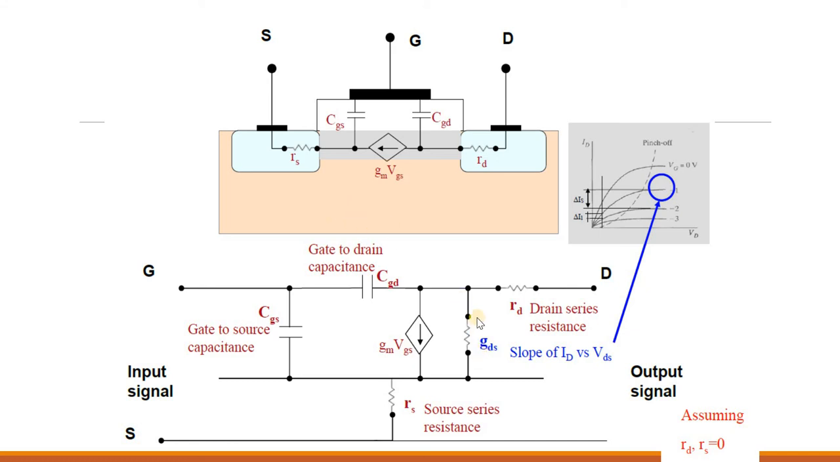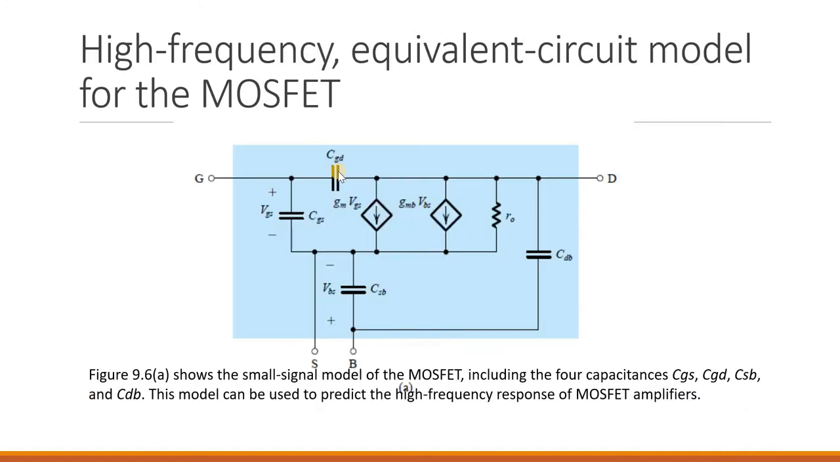I hope it is understood. And this GDS is nothing but the slope of ID versus VDS. Whenever we draw ID versus VDS, that is output current versus output voltage, you will get characteristic curves like this, and whatever slope you get from this characteristic is nothing but GDS. That has been included here, and it is given here also.